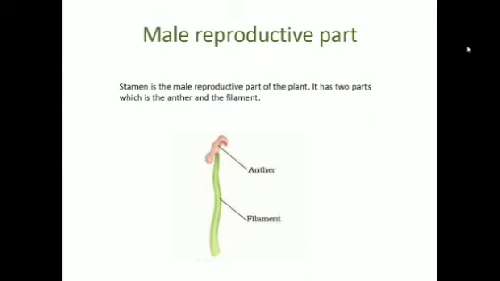Male reproductive part. Stamen is the male reproductive part of the plant. It has two parts, which are the anther and the filament. So stamen looks like this, and this pink thing is the anther, and the green thing is the filament.